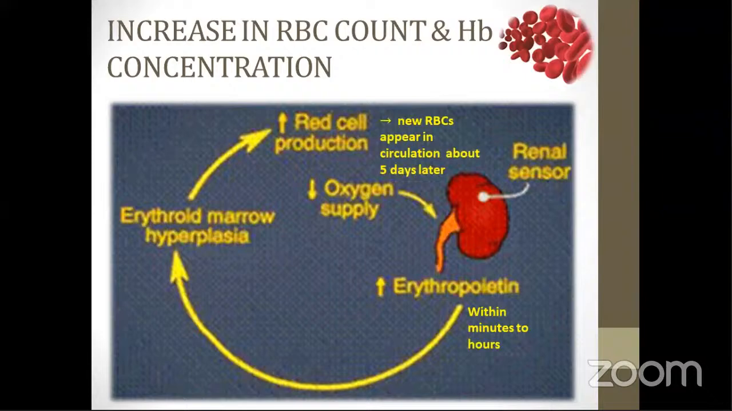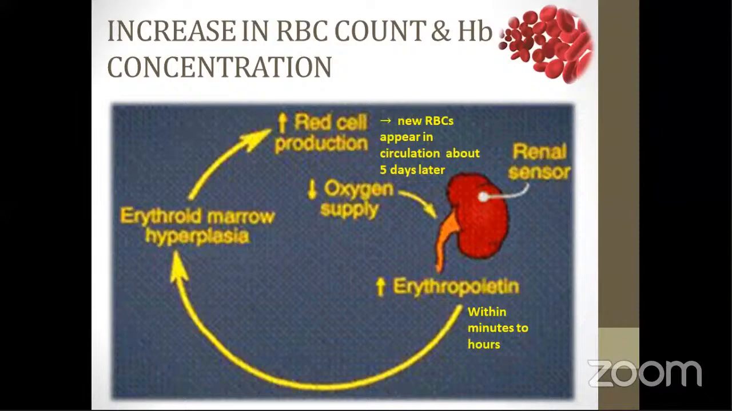The next change, the physiological change occurring in your body, is an increase in RBC count and hemoglobin concentration. How is this increase in RBC count occurring? This you have learned in hematology. What is the stimulus for erythropoietin secretion? The most important stimulus is hypoxia. There is a renal sensor which is sensing the decreasing partial pressure of oxygen. So the decreased partial pressure of oxygen sensed by the kidneys will cause an increase in erythropoietin secretion, and this will occur within minutes to hours.